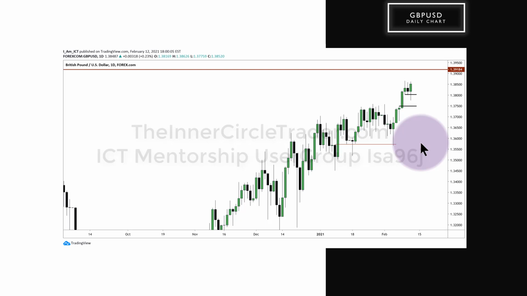We have a premium array in the form of a bearish order block at 139.18 and 4. That's what's indicated here. You can go out to your own time frame on the daily, zoom out, and you'll find that pretty easy.